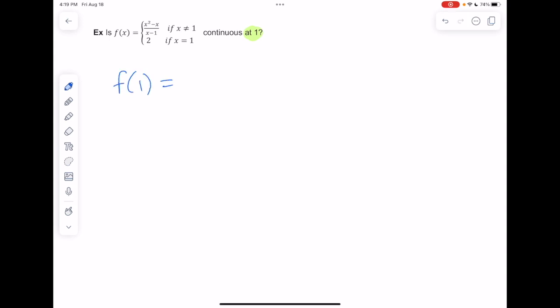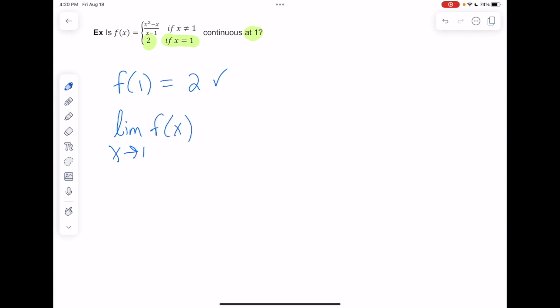Is it defined? Well, sure. The function is defined when x equals 1. The value of the function is 2. So we clear the first hurdle. And then how about the limit as x approaches 1 of f of x?